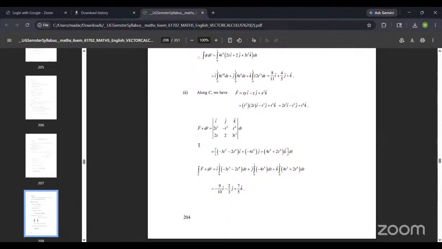Now F dot dr: i j k, 2t cube minus t cube, t power of 4 and 2t, 2, 3t square into dt. So you have to do the cross product. When you are doing the cross product we are getting minus 3t power of 5 minus 2t power of 4 i minus 4t power of 5 j plus 4t square plus 2t k into dt.